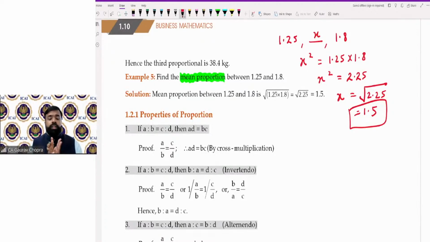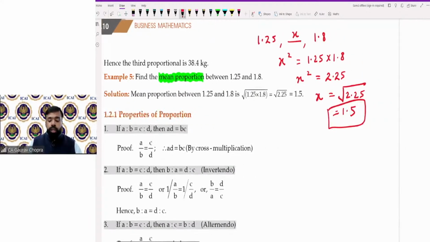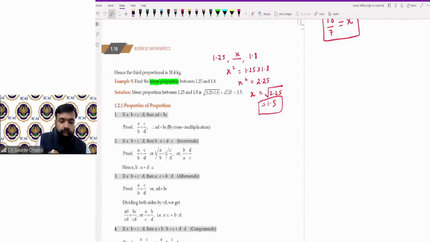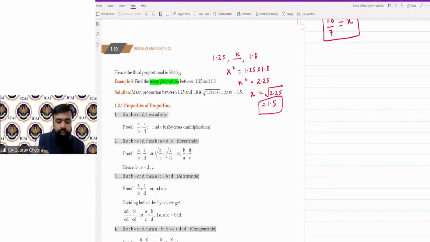So we have studied one property for 4 numbers, another property for 3 numbers. Now there are other properties of proportion which we have to study. So let's start with that. So let's make the grid lines.